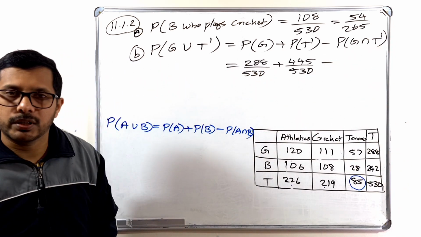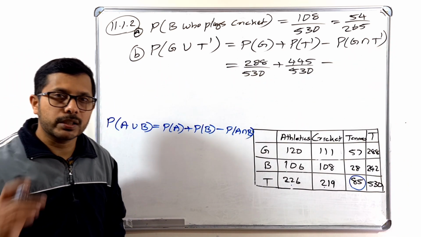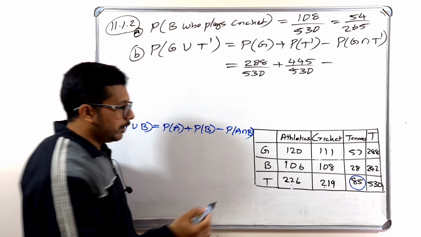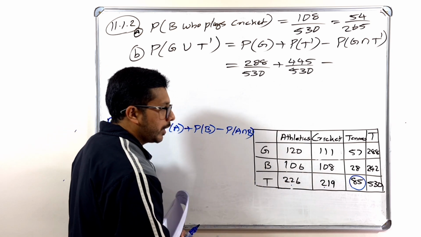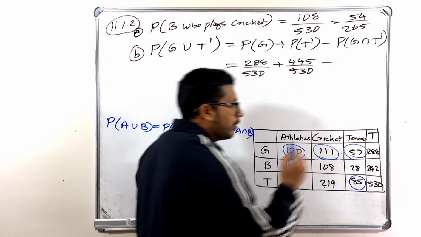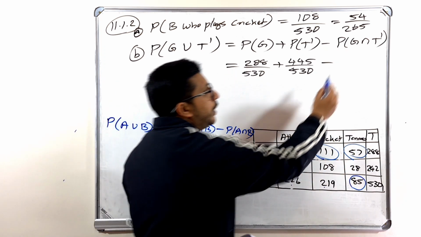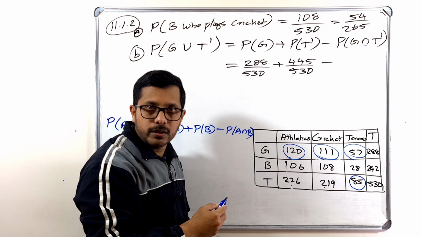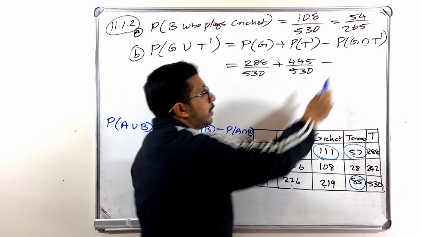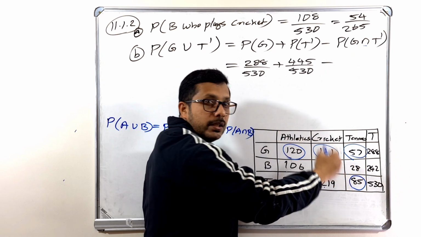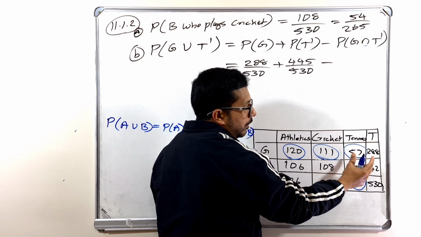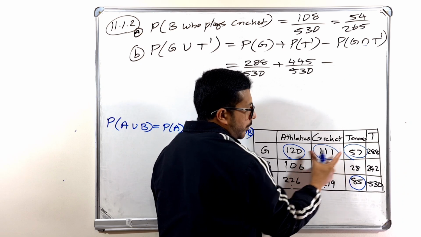What is the meaning of that one, guys? Probability of girl intersection. What is the meaning of intersection? Common. So all of these ones are girls, am I right? All of this one, 120, 111, 57, all of these are girls. And what is the meaning of this intersection? Common. So you have to write the common of girl, meaning all of this. Intersection T complement means we are not allowed to take these 57. That means the remaining two.